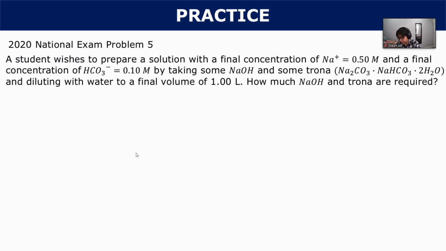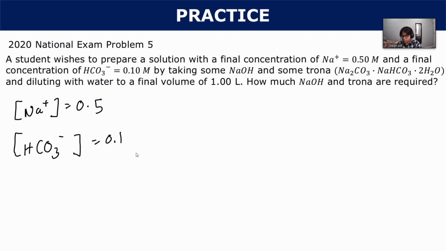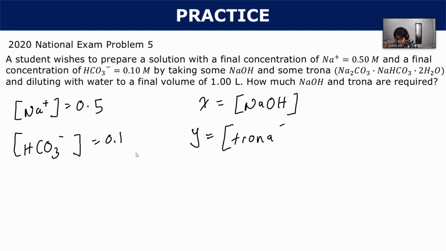Okay, so we know that the final concentration of Na+ is going to be 0.5. Sorry, 0.5, my bad. And by the way, those brackets right there, those brackets imply concentration. And HCO3- is going to be 0.1. So we're trying to find the concentration of NaOH and the trona that we need. And so we can just symbolize the moles of NaOH as X, and of the trona, I don't want to write it out, I'm just going to write trona as Y.